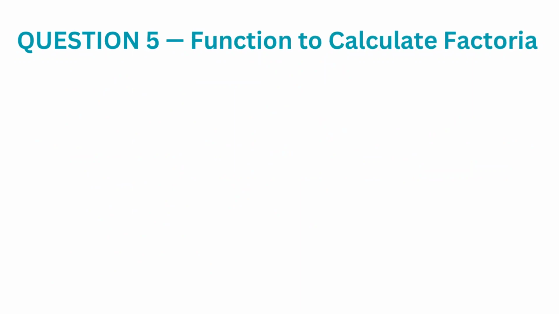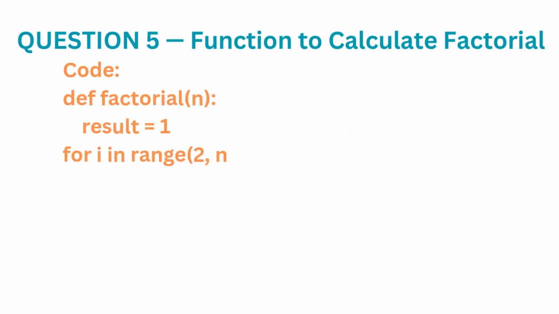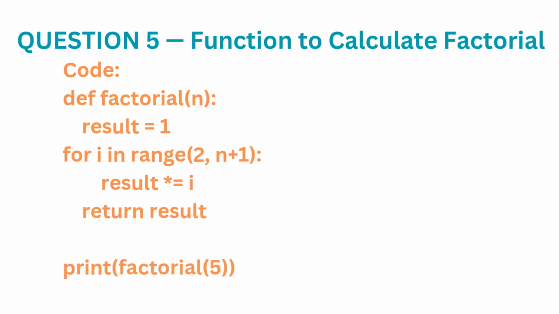And the next question is a function to calculate factorial. This is a loop-based factorial calculation which can be reused in multiple programs or many projects. So the code is def factorial of n, result should first be 1, and for i in range 1 to n plus 1, result should be result times i, and that should print the factorial result.